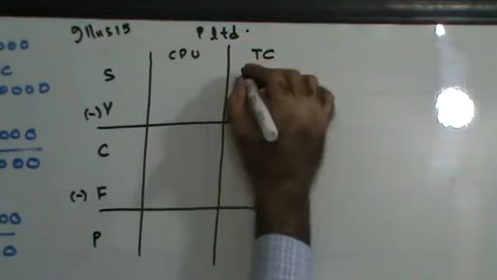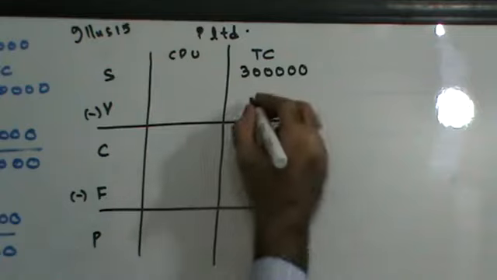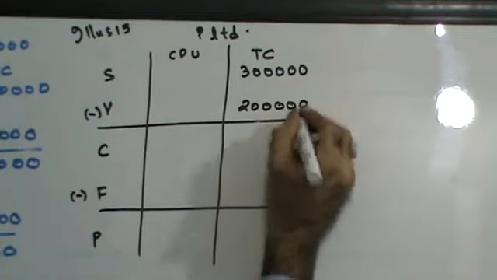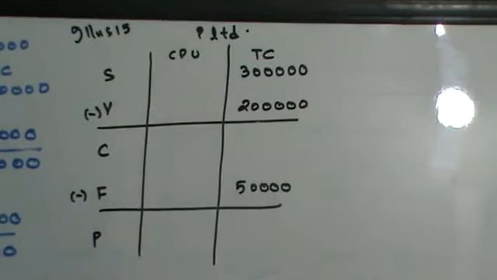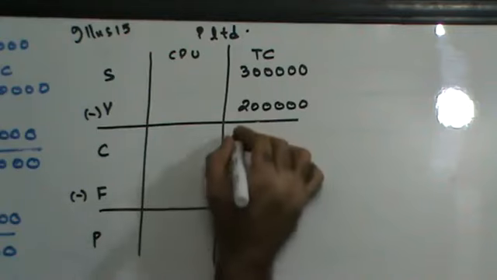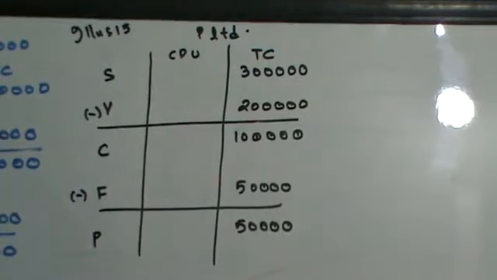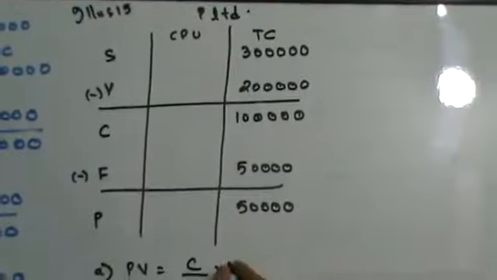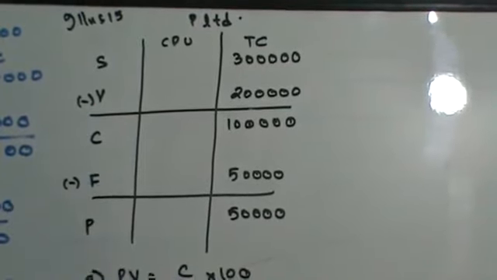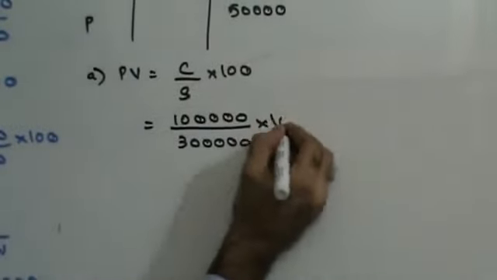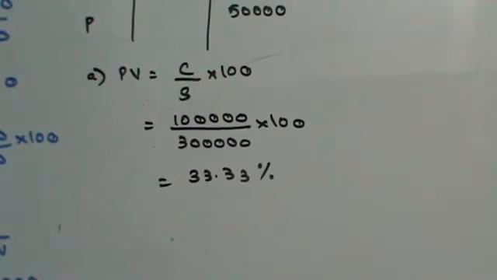They've given you sales is 3 lakhs. Variable cost is given to you as 2 lakhs. Fixed cost is given to you as 50,000. Right? Now, let's complete the table first. This is going to be 1 lakh and this is going to be 50,000. You always find out PV first. PV is C upon S into 100. C 1 lakh divided by S 3 lakhs into 100, which is nothing but 33.33%.